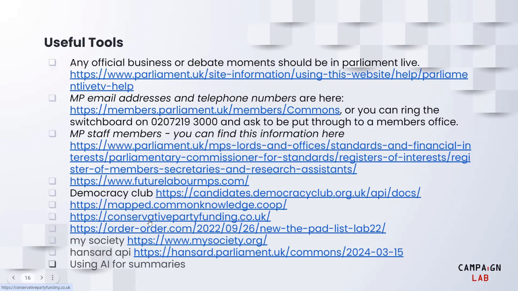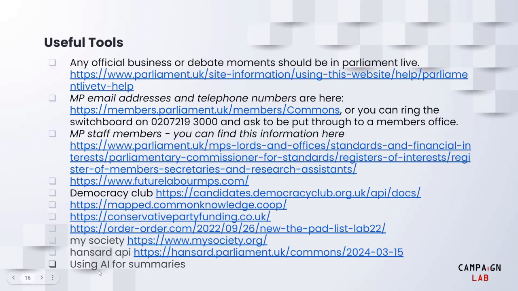If you're interested in donations, we built a tool called conservativepartyfunding.co.uk, which allows you to look at which different industries are donating to the Conservative Party and potentially use that information productively. There's MySociety, which Rahul mentioned, which is really good and useful, and that covers easy ways to search what your MP said. Hansard, which is a record of all parliamentary contributions, has an API. So if you're interested in doing any tech stuff with that, it's very open and easy to use. And you can use that to search.